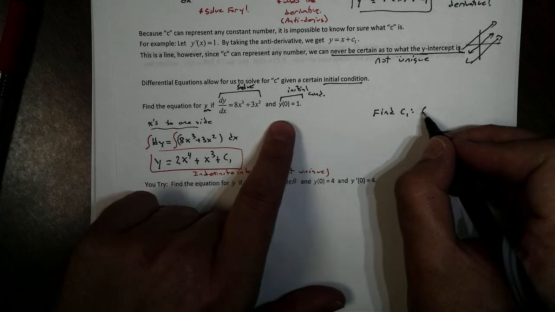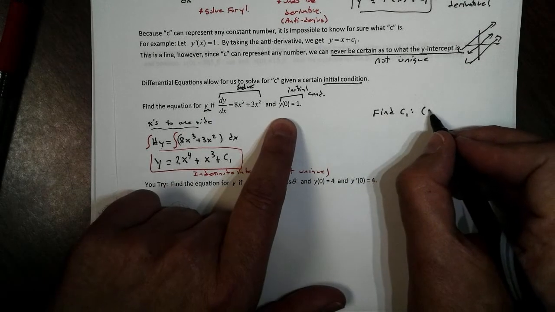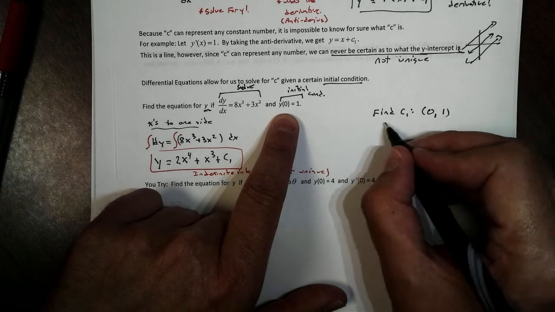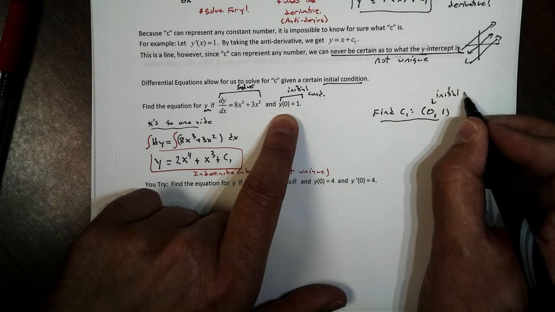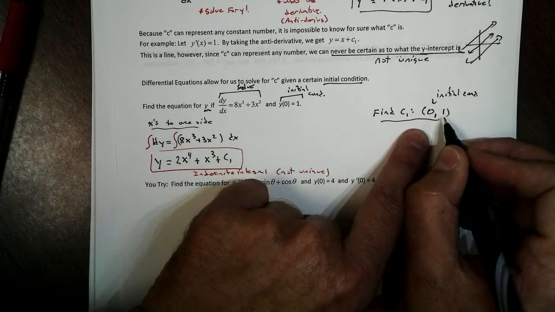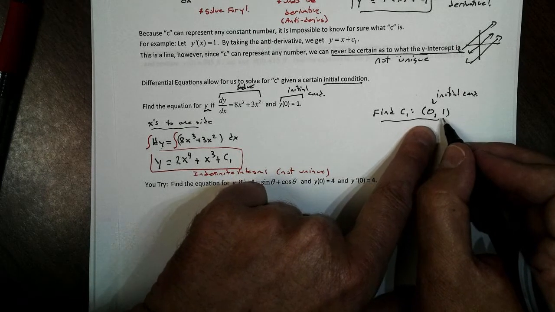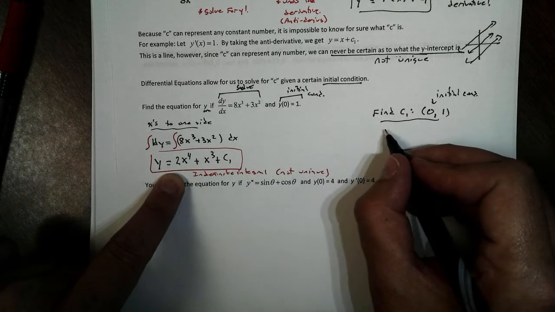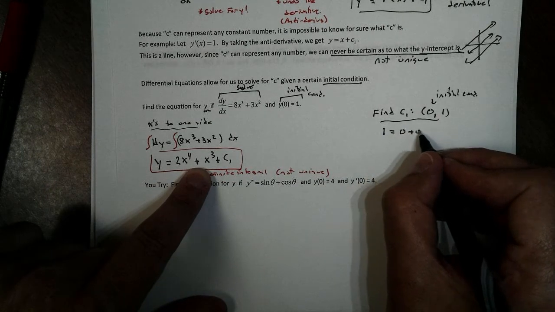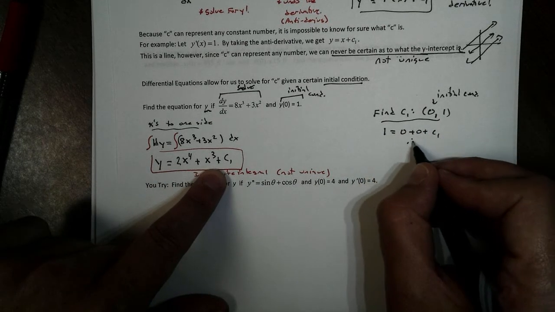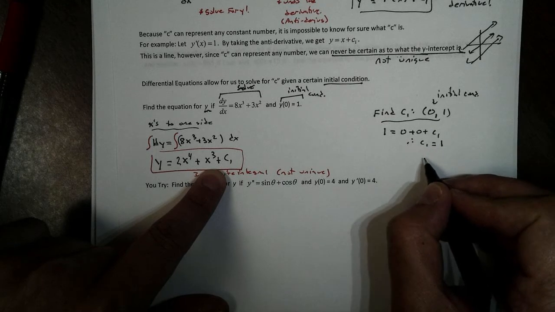We're going to use the initial condition, the point 0, 1. There's my initial condition as a point, and I can plug that in. When x is 0, y is 1. I can plug that in. 1 equals 0 plus c1. So therefore c1 is 1.